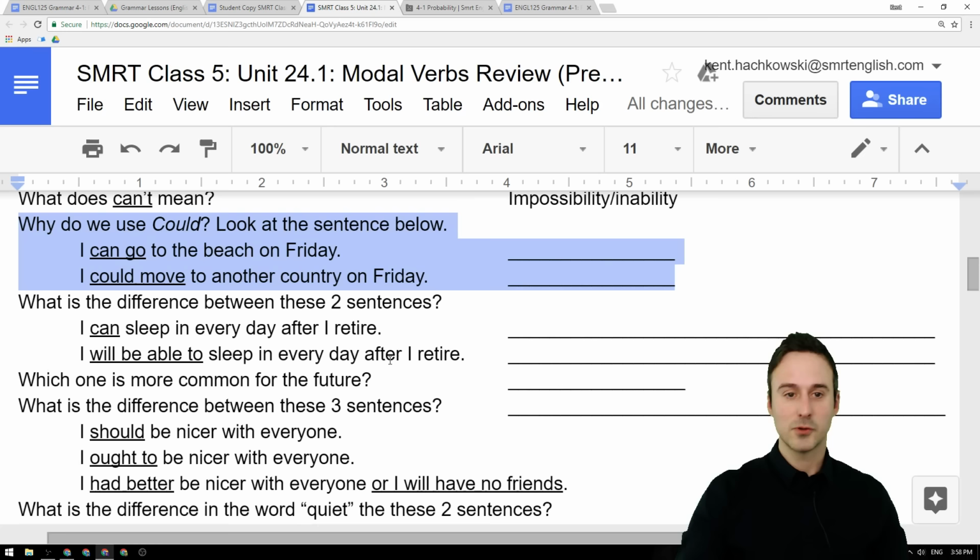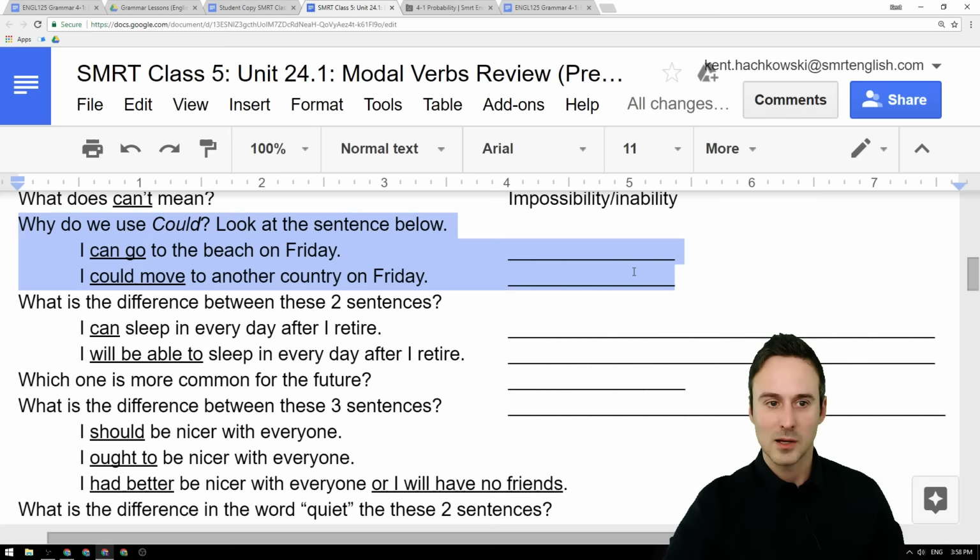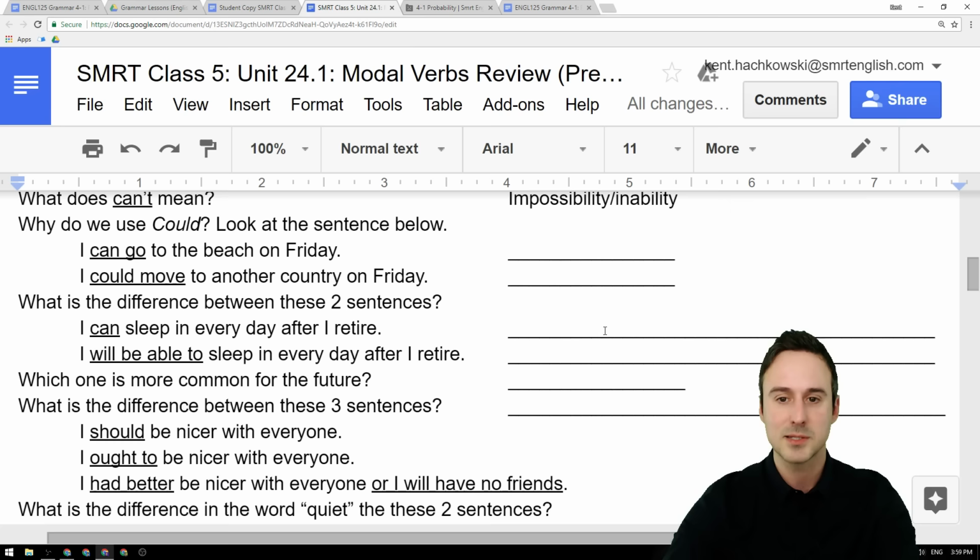I can go to the beach on Friday. Yeah, sure you can. I could move to another country on Friday. A little bit of a weird sentence. All right, Paolo says possibility and probability. Yes, I think you're on the right track. Possibility and ability. Yes, I think you're on the right track. Okay. Thank you, Judah. That's the one I wanted. A little bit of less possibility.